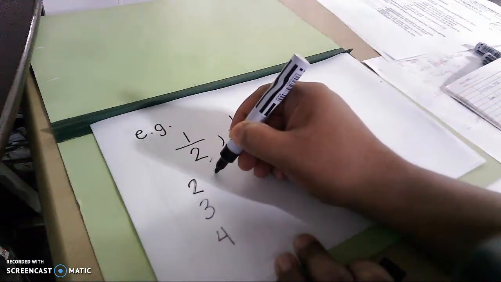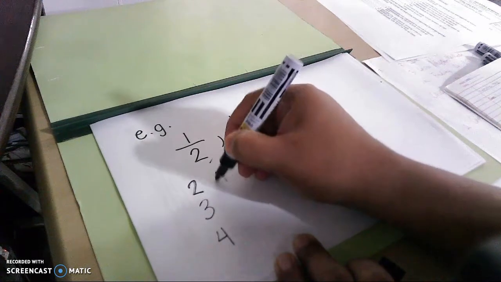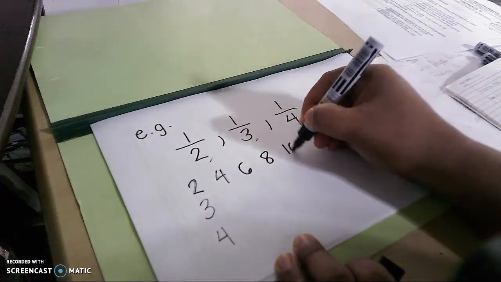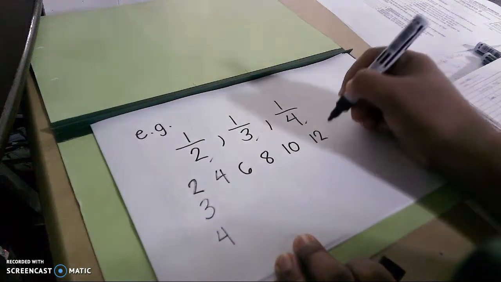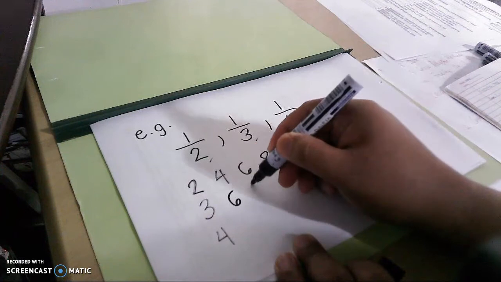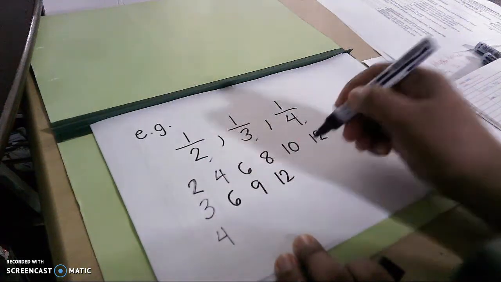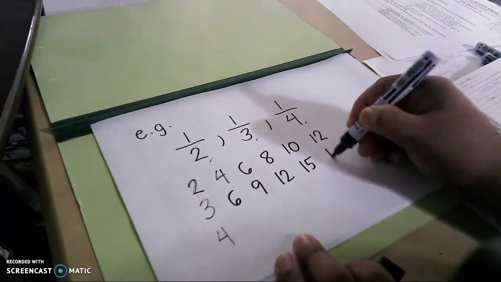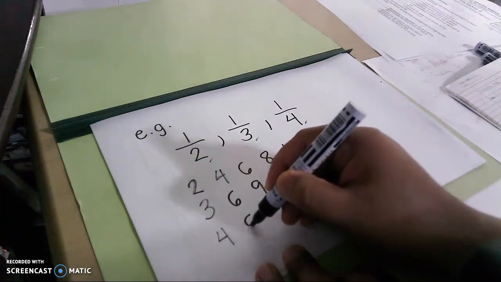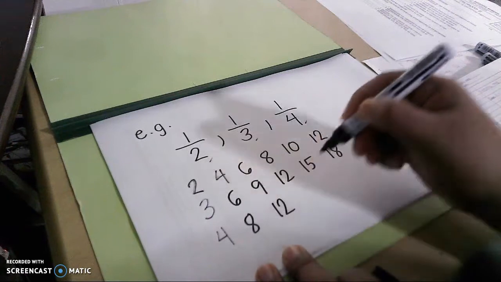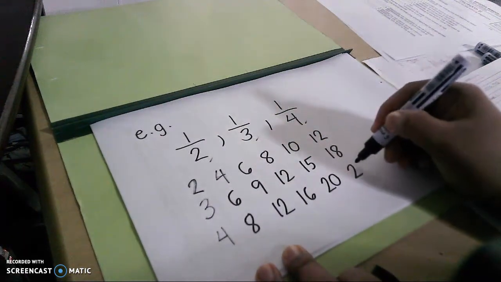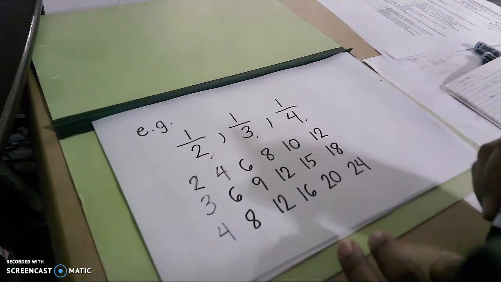So for 2, we have 4, we have 6, we have 8, we have 10, we have 12. For 3, the multiples of 3 are 6, 9, 12, 15, 18. And for 4, we can have 4, 8, 12, 16, 20, 24, and so on.